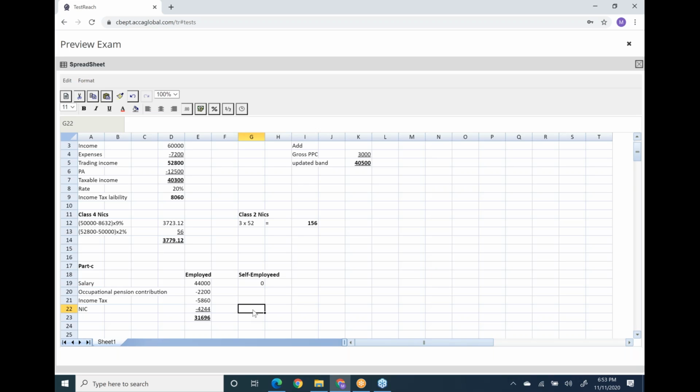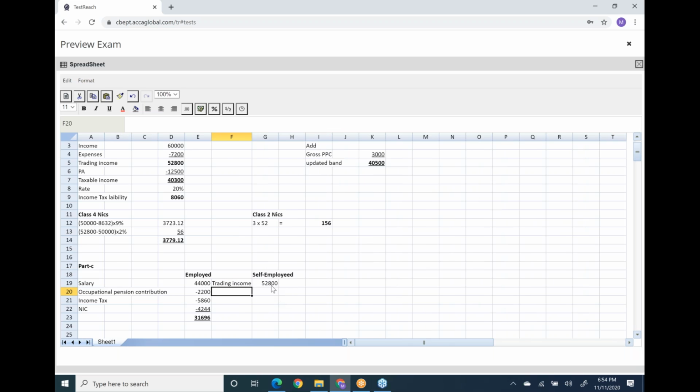60,000 is your income and 7,200 is your expenses. So obviously the net inflow is 52,800. In self-employed, the net inflow is 52,800. 52,800 is your net inflow, right?